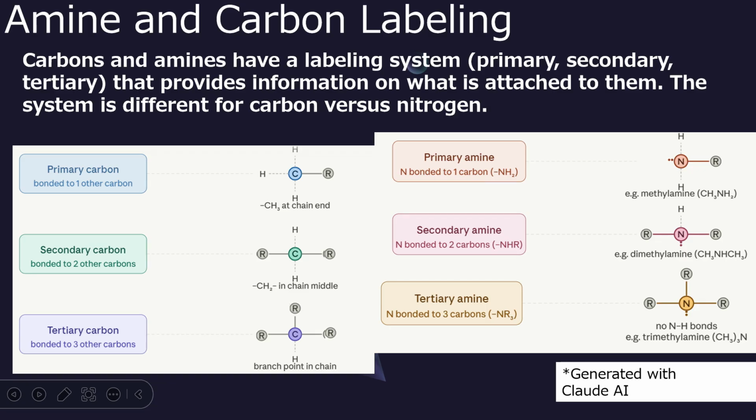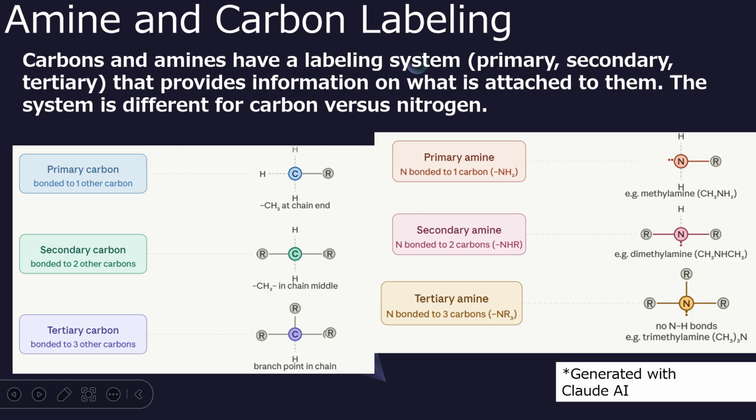Amines are slightly different though. The definition is how many carbons are attached to your nitrogen. So we have primary amine here. It has one N-R bond, where R is the carbon chain. So one example is methylamine, CH3NH2. There's an N-C bond there, but then there's 2 N-H bonds and a lone pair.